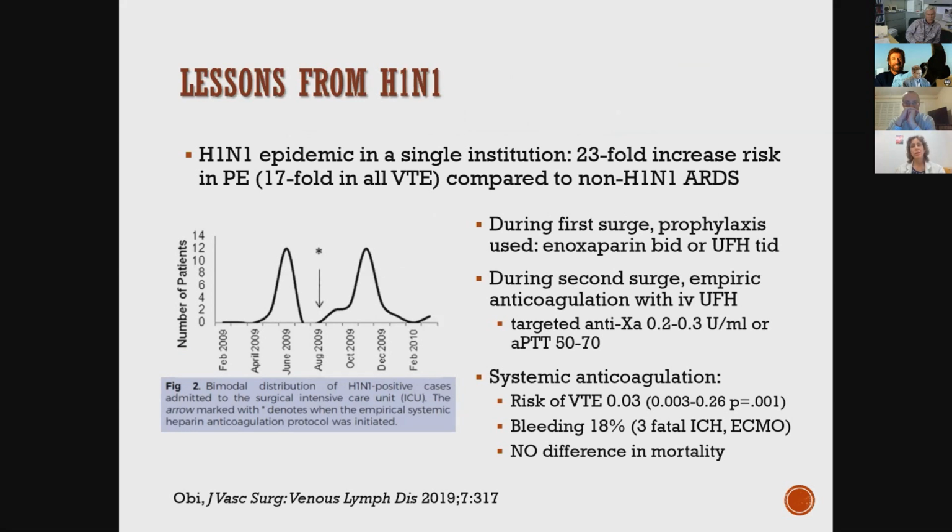And so in the second surge, again, food for thought people, they elected to give everyone IV therapeutic anticoagulation. And sure enough, that aggressive approach resulted in a much lower risk of venous thromboembolism. There was bleeding, but they asserted not worse than they had with prophylaxis, but included fatal intracranial hemorrhage in those on ECMO. But there was no difference in the mortality.